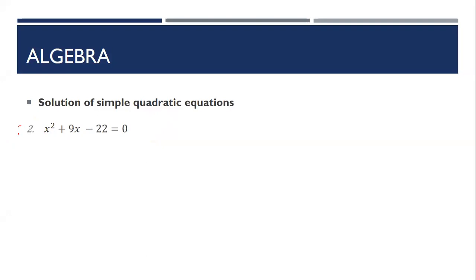And question 5. Homework: x square plus 9x minus 22 is equal to 0. And homework question 6: x square minus 8x plus 15 is 0. Okay, so please do these questions as homework, and in the next lecture, we will do these questions.